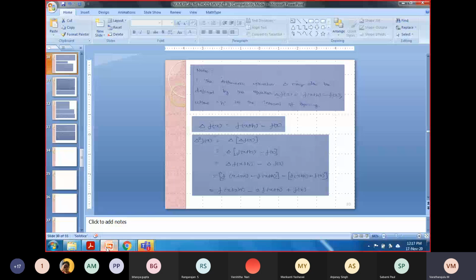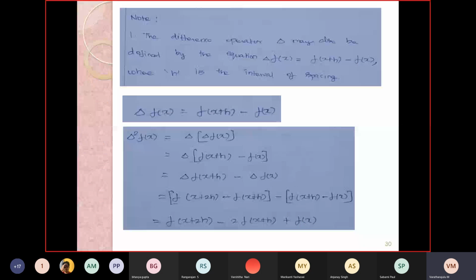There are three different nodes we use in Newton's interpolation, and the difference operator delta may also be defined by the equation delta f of x is equal to f of x plus h minus f of x, where h is the interval over the x. Delta f of x is, as given in the text, f of x plus h minus f of x.